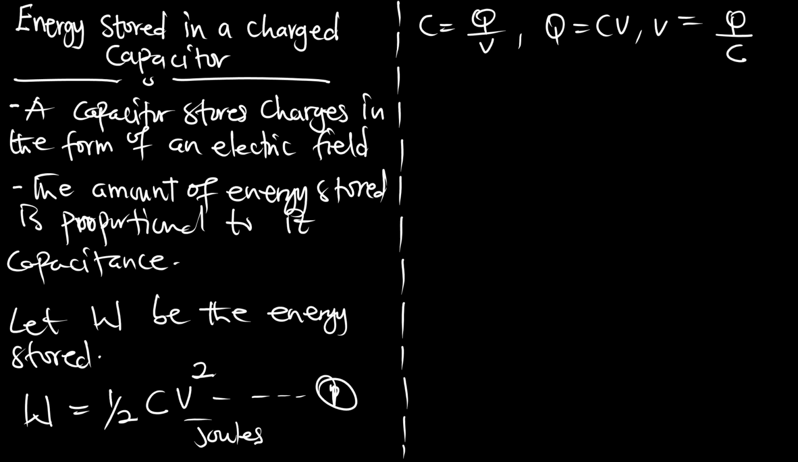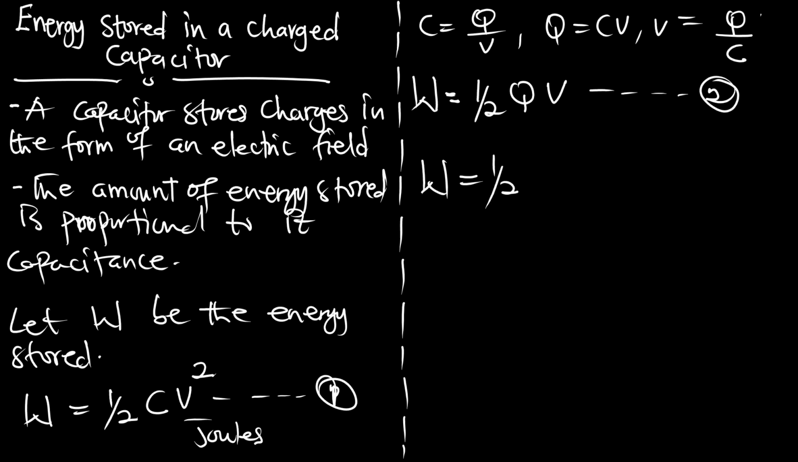So if we are to bring this into equation 1, we are going to have a modification as the energy stored to be half QV. Are we okay? So this is what we are also going to have. If we are bringing in the C as Q on V, we are going to have this equation as our second equation. And if we are bringing in the expression for V, then our W, which is the energy, is going to be half Q square on C, which is the capacitance. Are you okay? So this is going to be our third equation.